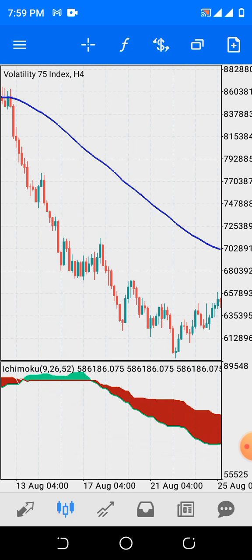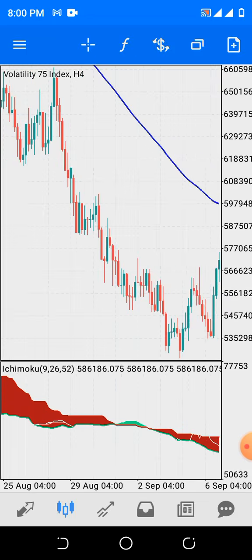Now, this is how the strategy works. First of all, identify the direction of the market. Is it below the moving average or above the moving average? If it is below the moving average, that is a sell, a downtrend. If it is above the moving average, that is an uptrend. Once you identify the direction of the market, your entry should be from the side of the Ichimoku indicator. Now, let me explain what I mean.